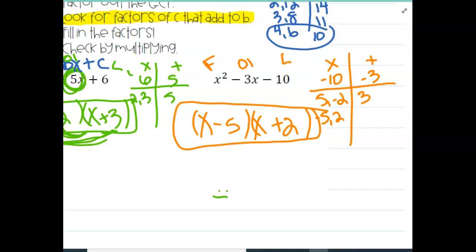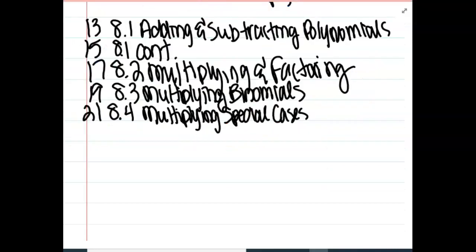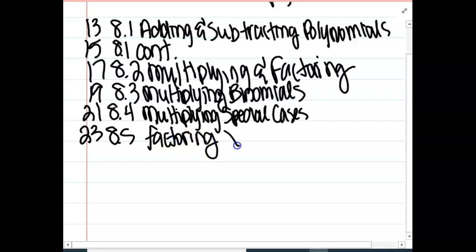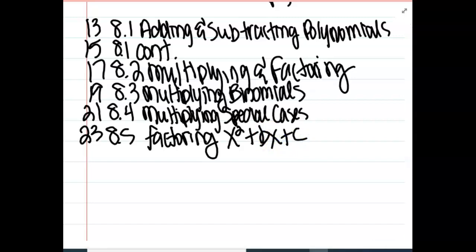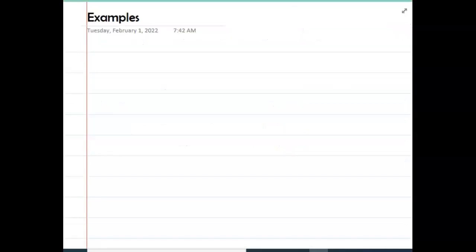Okay, all right, let's get this glued into page 23. This is section 8.5, and it is called factoring x squared plus bx plus c. Okay, right into factoring here. Number 1, I want to factor y squared plus 6y plus 5.